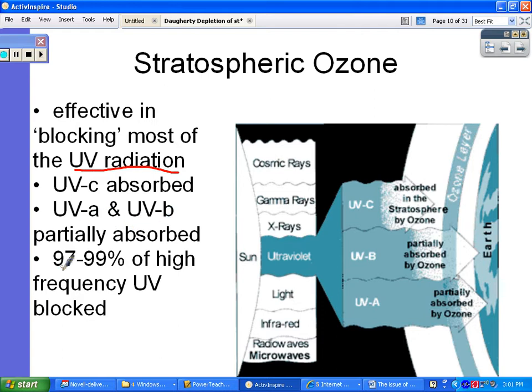Okay, so it says 97 to 99% of high frequency UV is blocked by the ozone. So just a little bit of UVB and a little bit of UVA gets past, but even the little bit that does get past does damage to us and to our ecosystems.